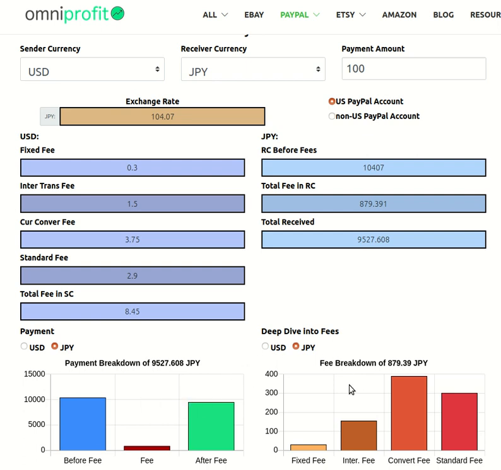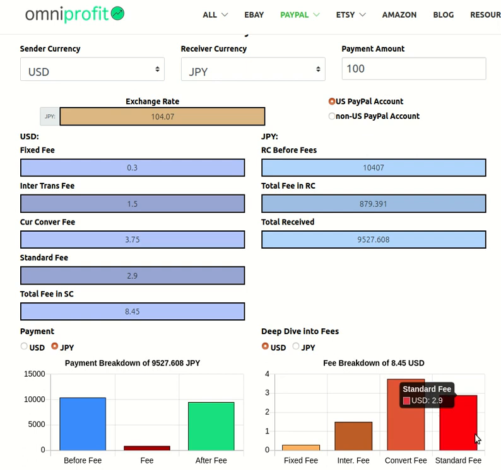The graph on the right is a breakdown of the fees. And so you can see fixed fee, international transaction fee, currency conversion fee, and then the standard fee. And so I'll put that in USD. And so now this graph here matches the left-hand column. And so you can see that the currency conversion fee is currently our largest fee.